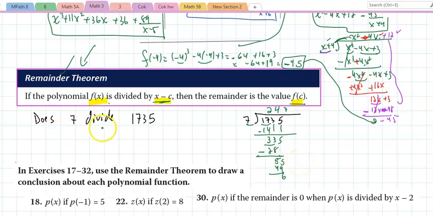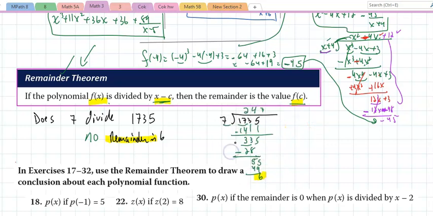So does 7 divide 1753? We say no. How do you know that? Because the remainder is 6. What does that mean? If the remainder was 0, we would have said yes. Right? Another example.